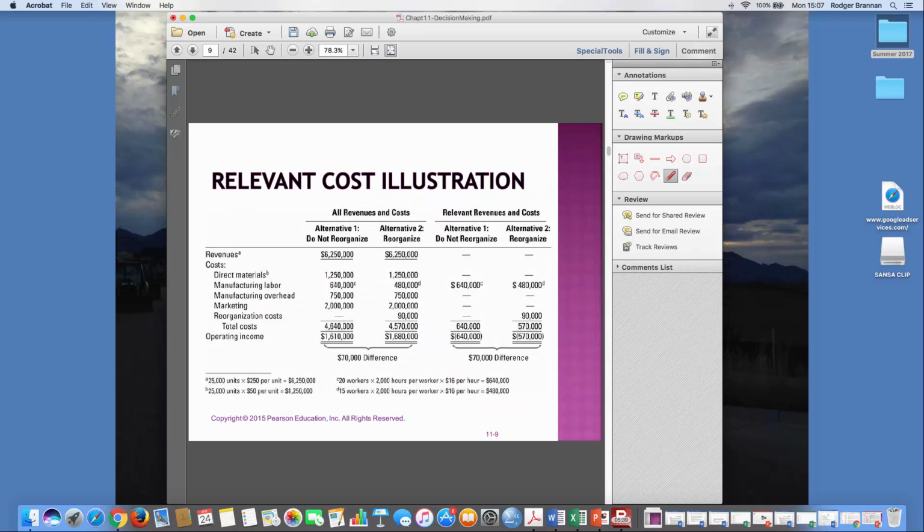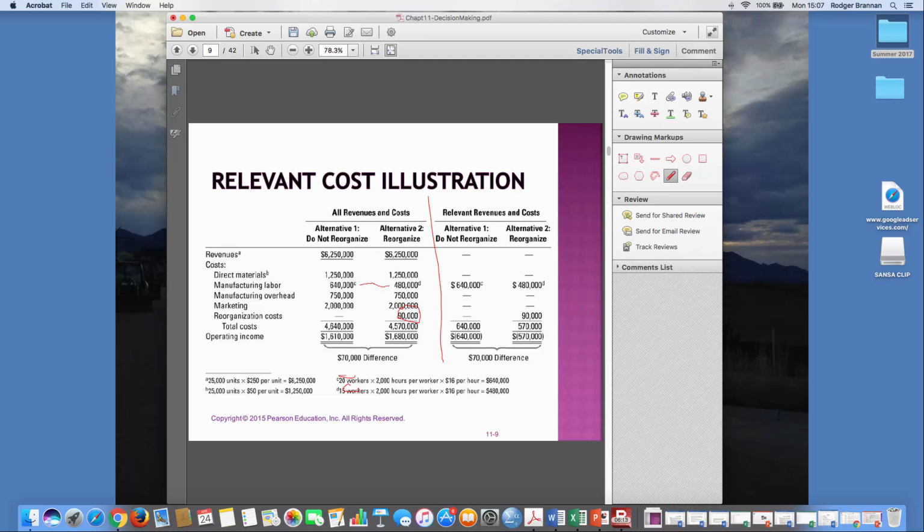Now, here's an example of what I'm talking about, what's relevant. One, if you look at what is different between the two alternatives. Well, what they're saying is, okay, look, if you make a $90,000 investment to reorganize your company, your manufacturing process, you will need less labor. You can go from 20 workers down to 15 workers, a decrease of 5 workers, by just simply streamlining the operations. Doesn't change the output, doesn't change the quality of anything, okay?